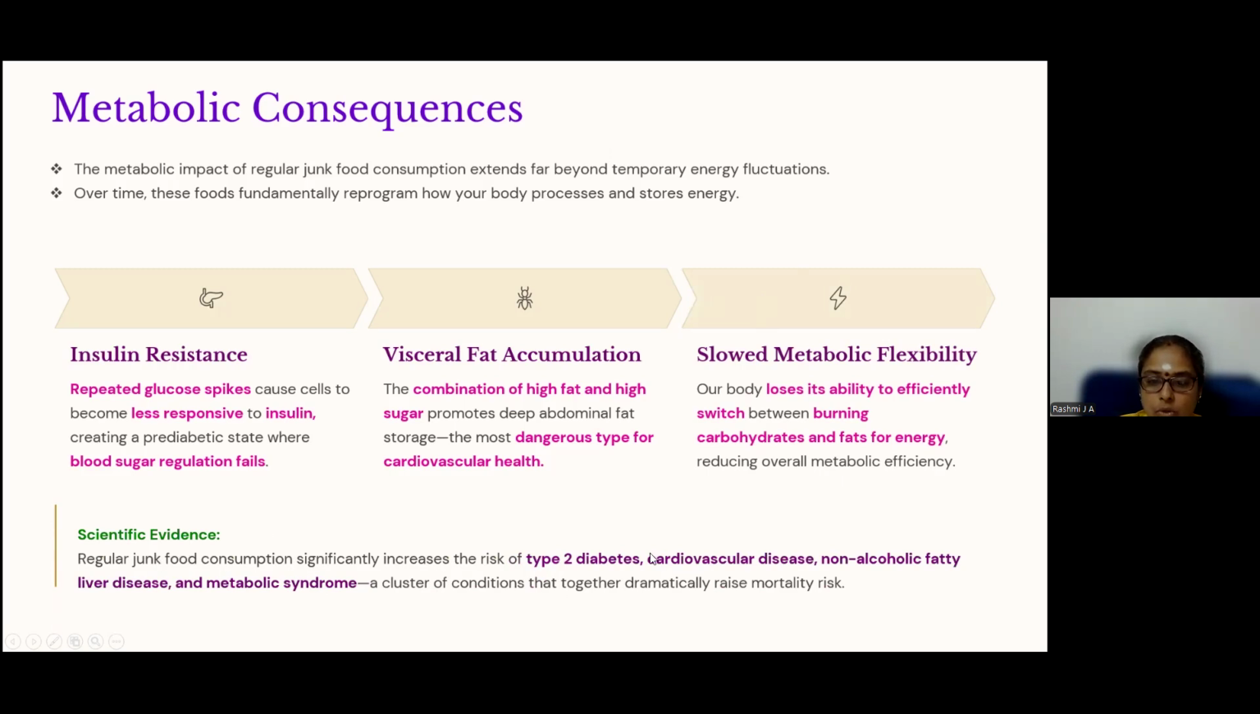Then the scientific evidence says junk foods will cause cardiovascular disease, and then non-alcoholic fatty liver disease. Even if you don't take alcohol, the liver will become very fatty. There are 4 grades in it. If you go up to the 3rd, then it will be very difficult to reverse. Then a cluster of conditions that together dramatically raise the mortality rate, that is, the death risk will be higher.